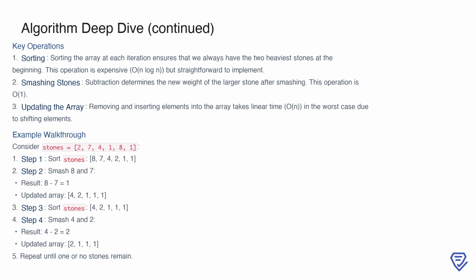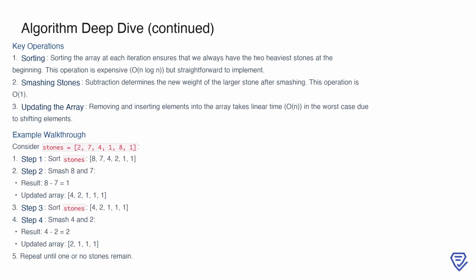The next operation is smashing the stones, which is just a subtraction to calculate the new weight of the larger stone, making it very efficient at O(1). Finally, updating the array, removing and inserting elements, can take up to O(n) in the worst case due to the shifting of elements. To better understand this process, let's walk through an example.